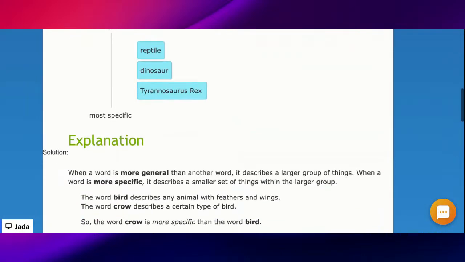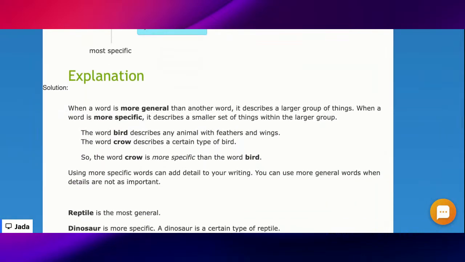So we need to understand the difference between the most general and the most specific. When a word is more general than another word, it describes a larger group of things. So if it's more general, it is describing a larger group of things. When it is more specific, it describes a smaller set of things within the larger group.